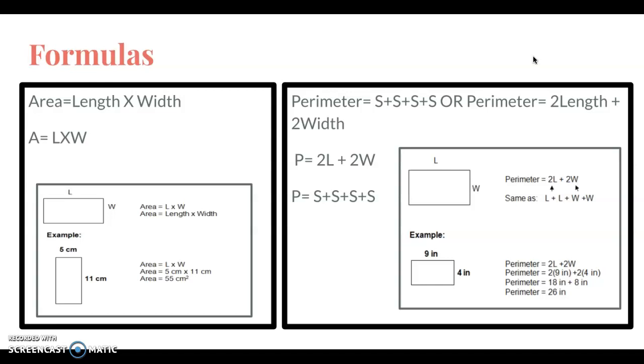The next formula is perimeter, and perimeter can be found by adding all of the sides together, so side plus side plus side plus side, or perimeter can be 2 times the length plus 2 times the width. P equals 2L plus 2W, P equals 2 times L plus 2 times W.